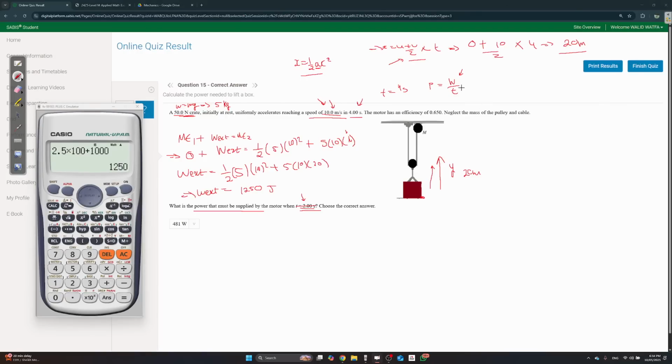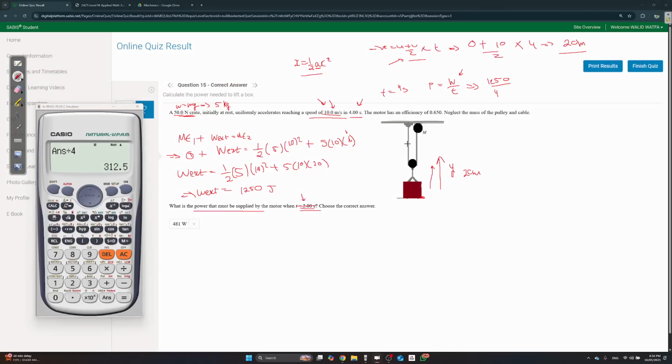So how do we find the power? We just do work divided by time. So 1250 over the time, which is what? 4 seconds. Over here, there's no other force. It's just that force pulling it up, right? So 1250 over 4, and you're gonna get the power. But what do you need to know? Don't panic. It's not the correct answer.